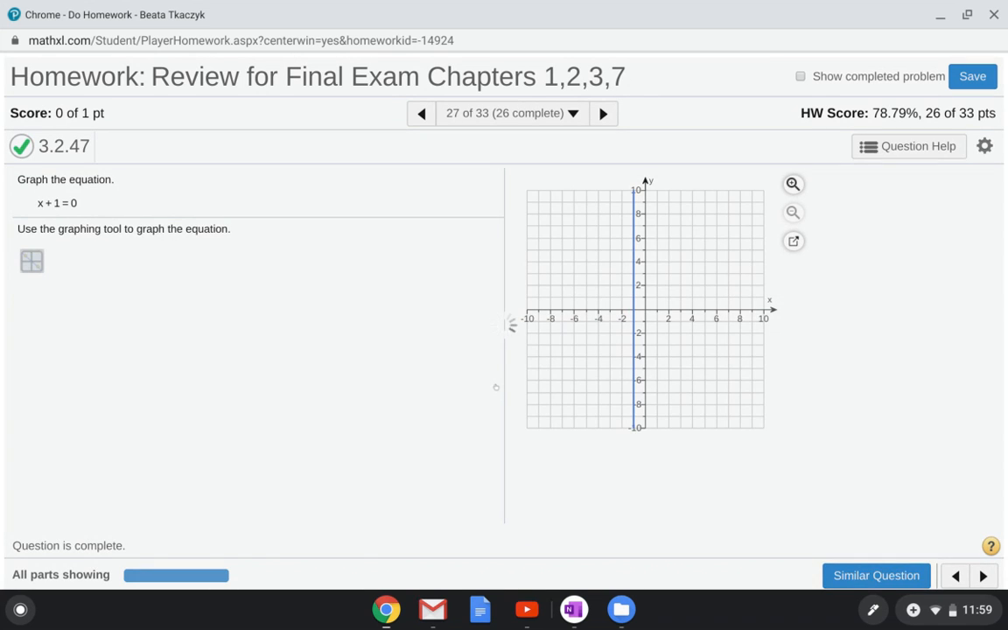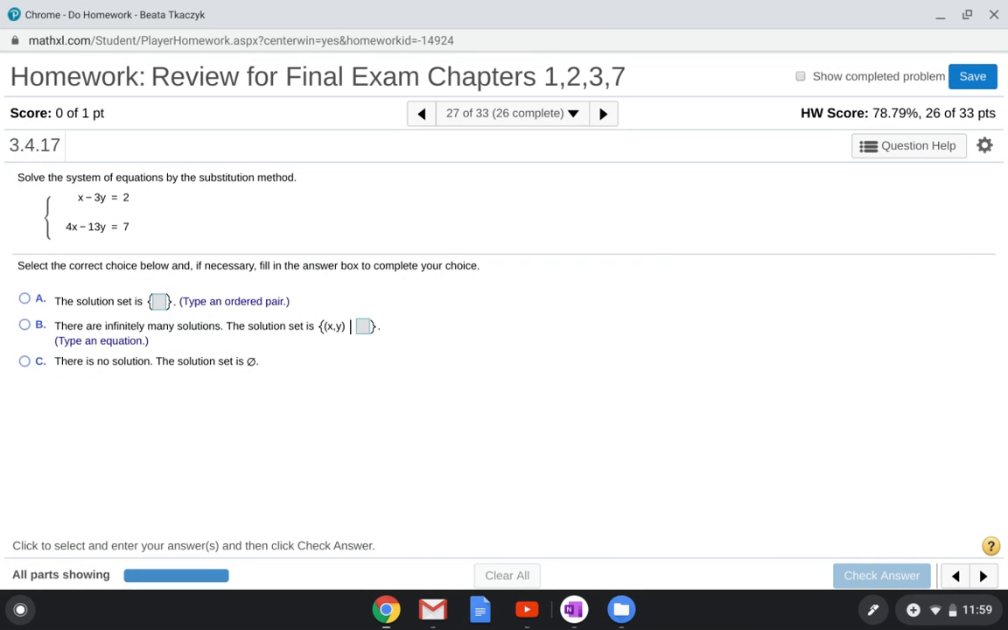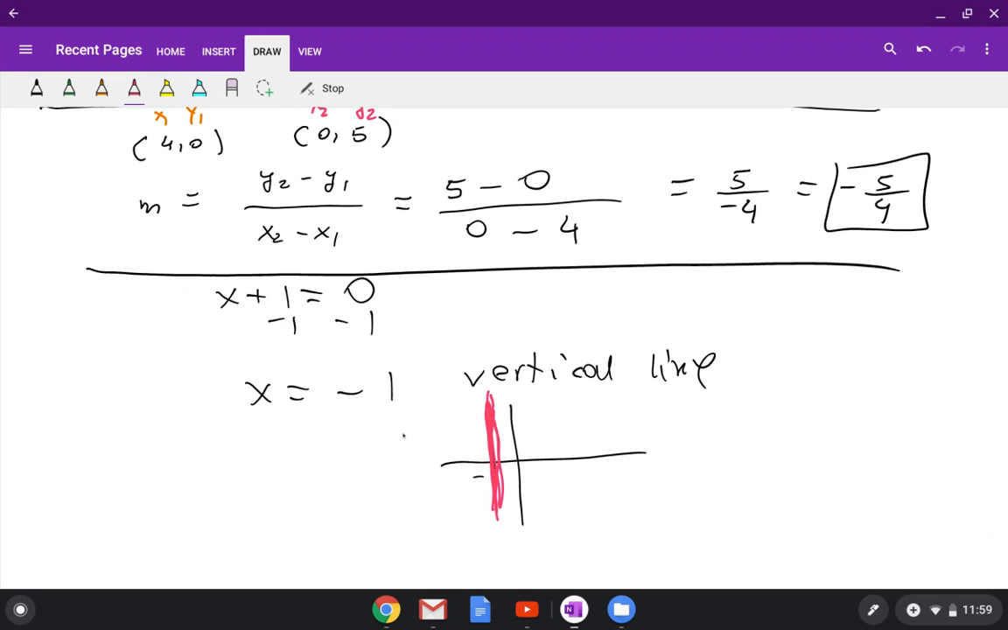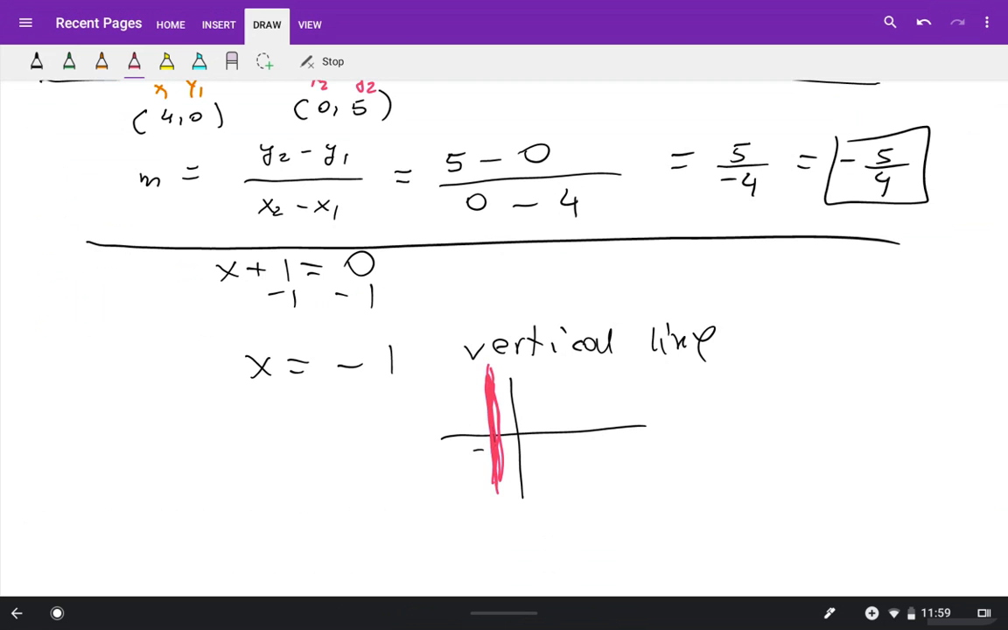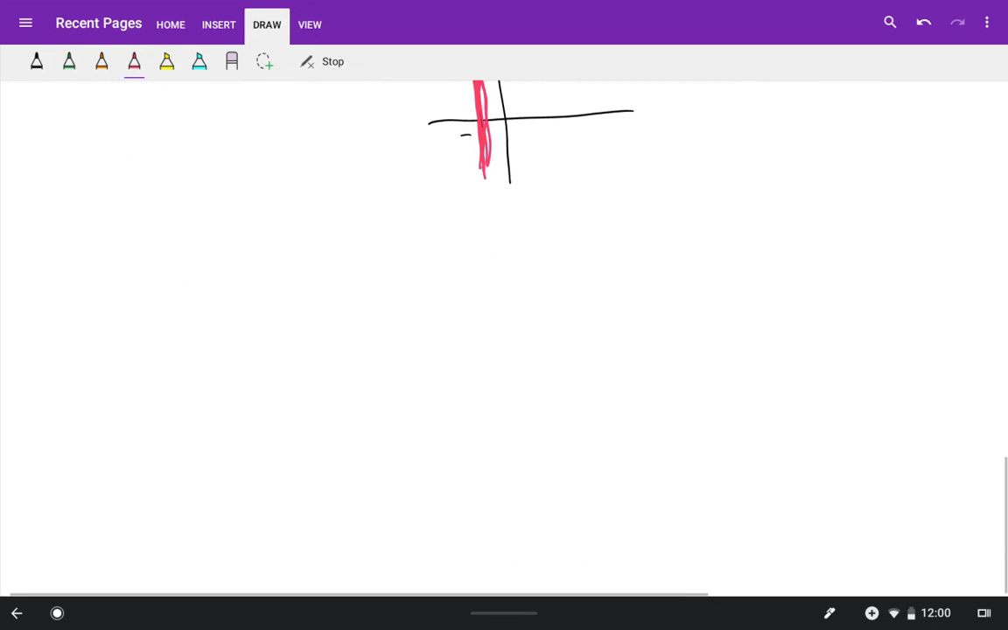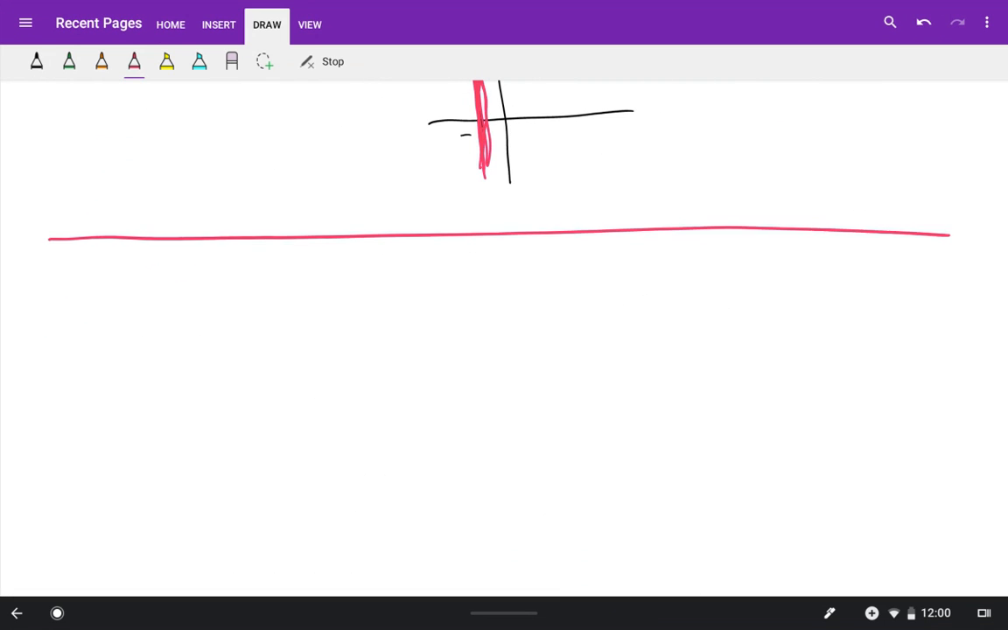Okay, we're moving to the next question. Solve the system of equations. So we have x minus 3y equal 2, and that's the topic which you guys learn on your own, and 4x minus 13y equals 7, by substitution method. To be honest, on a test, it doesn't matter which method you select, as long as you feel comfortable with solving. I will solve by substitution the way they want it. But if you like elimination, you can use elimination all the time.